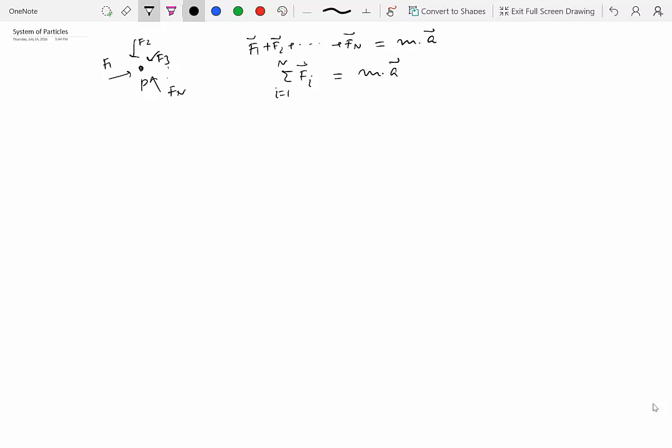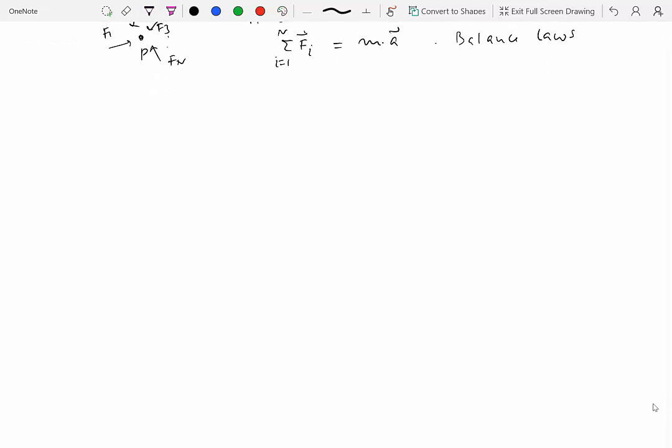And that has been fine. We can count the number of forces, we can add them vectorially and then equate them with mass times acceleration, and that was our balance laws. In combination with the kinematic analysis, balance laws and the force laws, we could solve the problems in this chapter. Now the next question is, how do we solve similar problems for a system of particles?